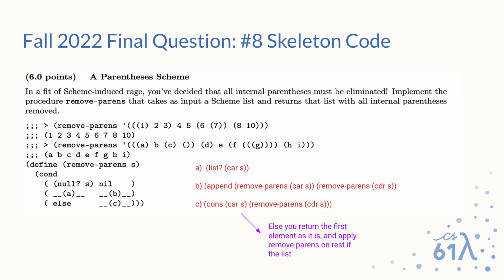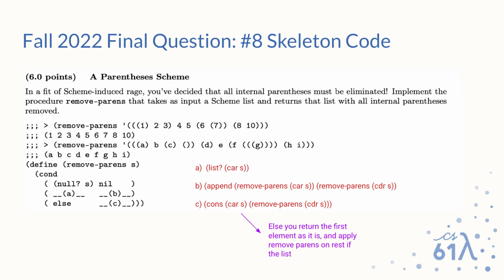What would happen if we use list instead of append here? Yeah, it would cause a nested list. So this entire thing would be nested in there, instead of having it all as one list altogether. Does that make sense?